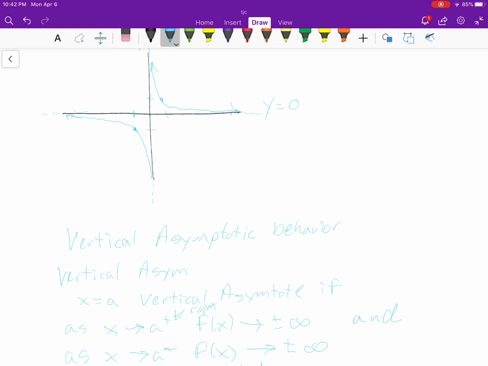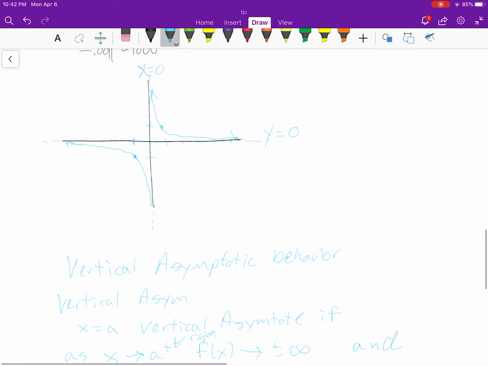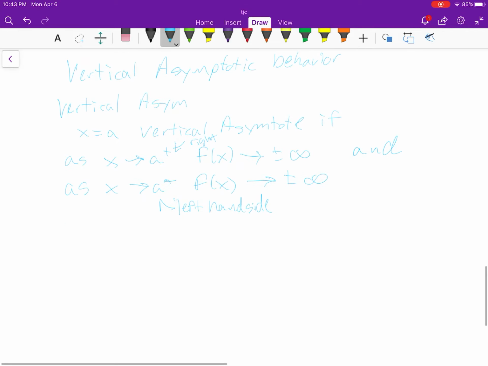Sometimes they'll just both spin off to positive infinity, sometimes both negative. So don't just assume from this example that asymptotic behaviors are always going the opposite direction. They won't, and we'll do examples where they won't. Okay. So that is the simple definition of vertical asymptote.